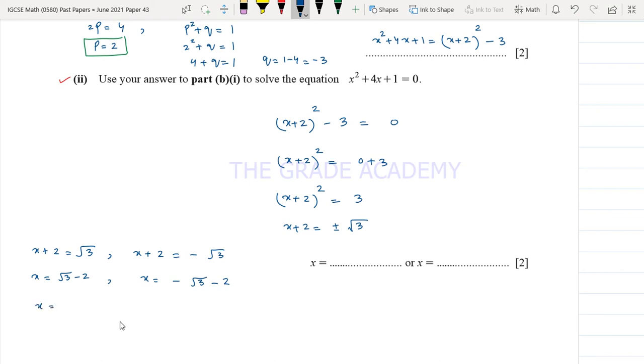Okay, so if we take these values in decimal form, we will get 0.268. So we have written this correct to three significant figures. And here we will get x is equal to minus 3.73. So x is equal to either 0.268 or x is equal to minus 3.73.